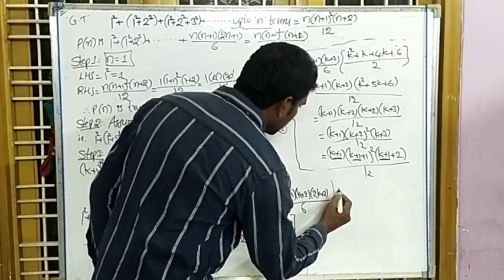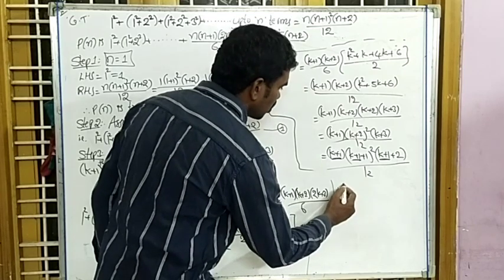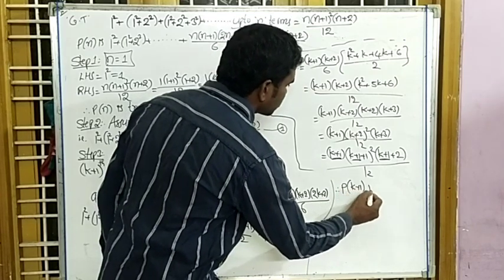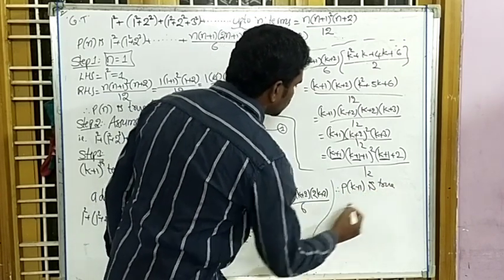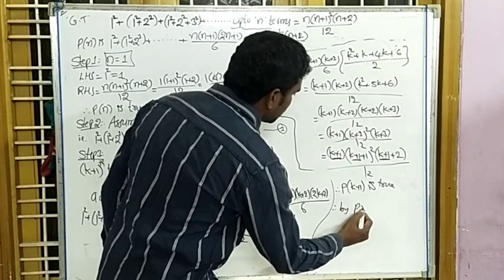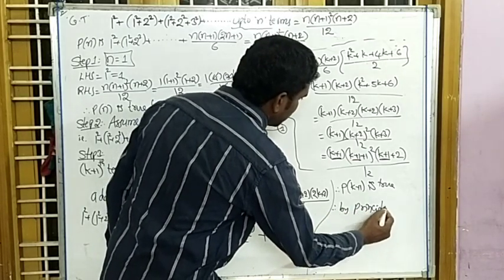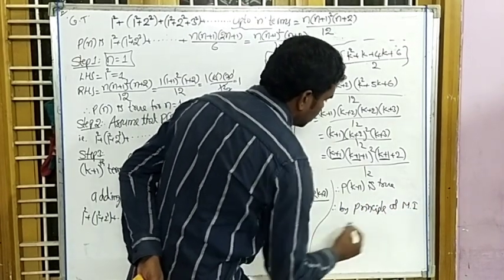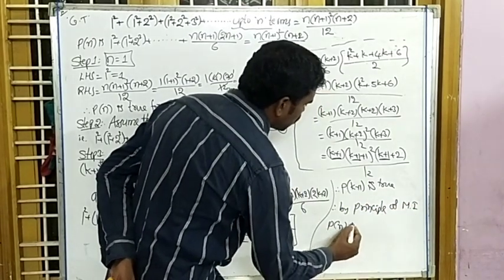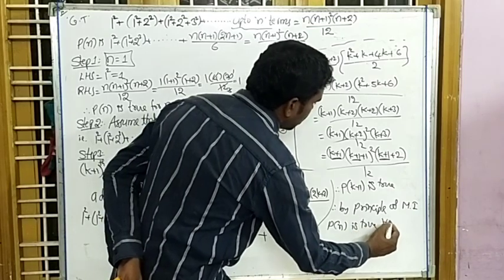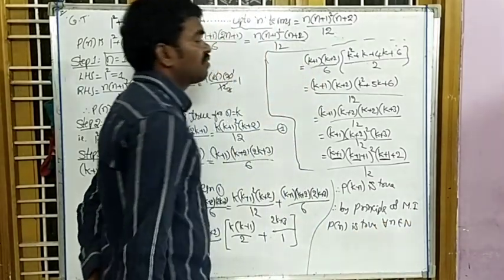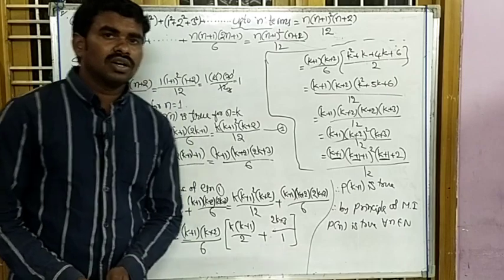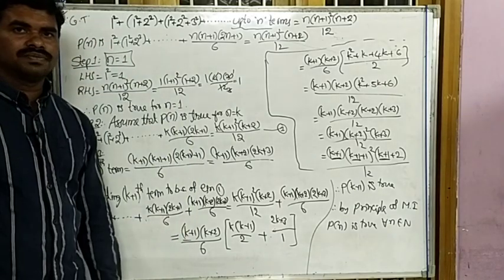That means what? Therefore P of n is true for n equal to k plus 1, or simply P of k plus 1 is true. So therefore, by the principle of mathematical induction, we must write this final statement: the given statement P of n is true for all n belonging to capital N. So this is the way of solving the problem. Okay, let's take one more question.